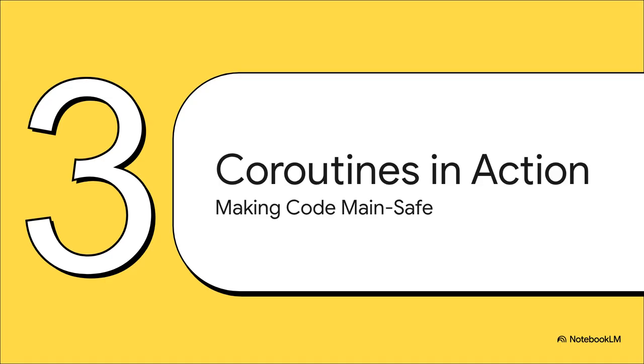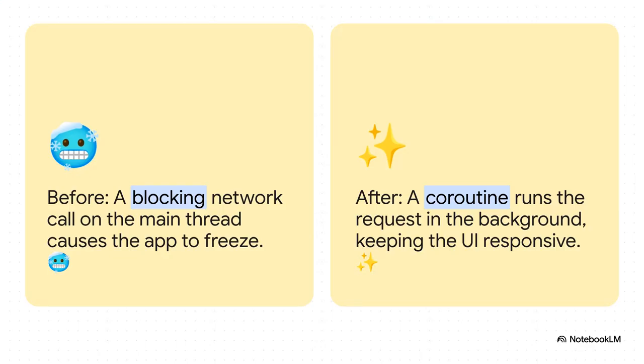Let's get our hands dirty and see how we can actually use coroutines to fix that code that was freezing our app. Our goal here is to make our network call main safe, which is just a fancy way of saying we can call it from the main thread without blocking a thing. And this slide just says it all. Look at the difference. On the left, that's the before, the simple blocking call that freezes our beautiful UI. On the right, the after. We've wrapped that same request in a coroutine, and now it just magically runs in the background. The UI stays snappy and responsive. It's such a small code change, but the impact on the user experience is absolutely massive.